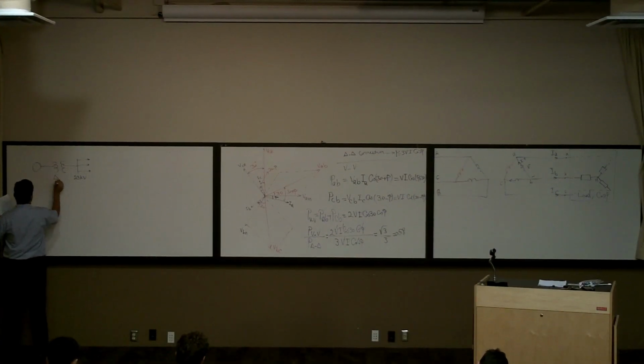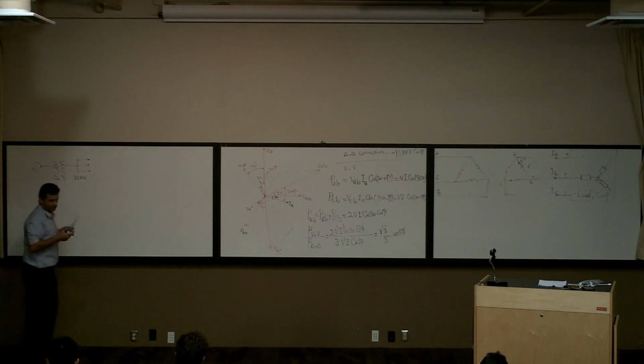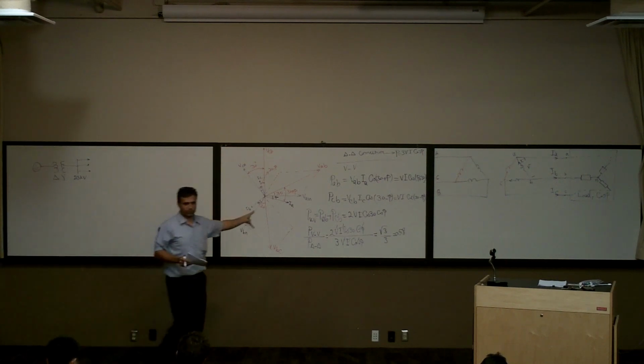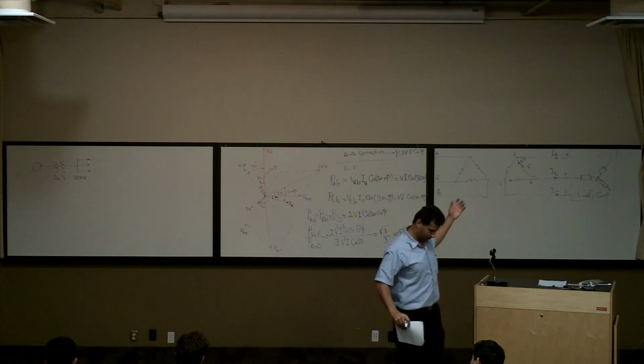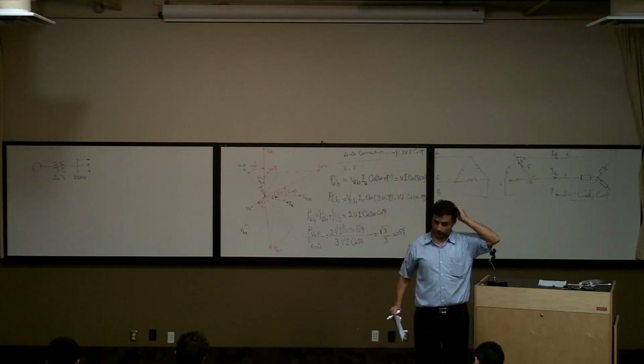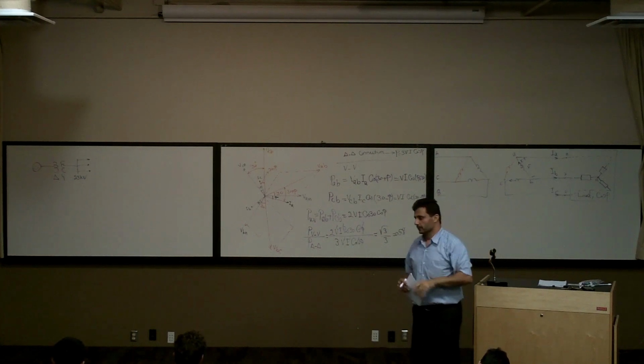And this transformer is delta 1, and here is the generator. We have a circuit like this. We have a generator connected to a transformer. This is like a place where you generate power. You call it a power plant. This is like a power plant.